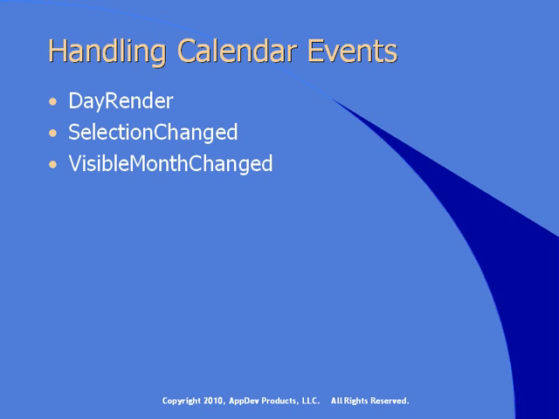Now we'll look at the day render event later on, but you can use the selection changed and visible month changed events to give users some sort of indication of where they are, where they've been, and which dates they've currently selected. Let's look at an example that demonstrates these two events.